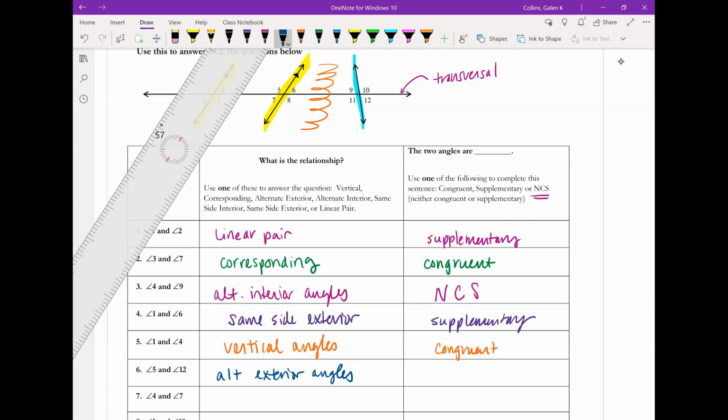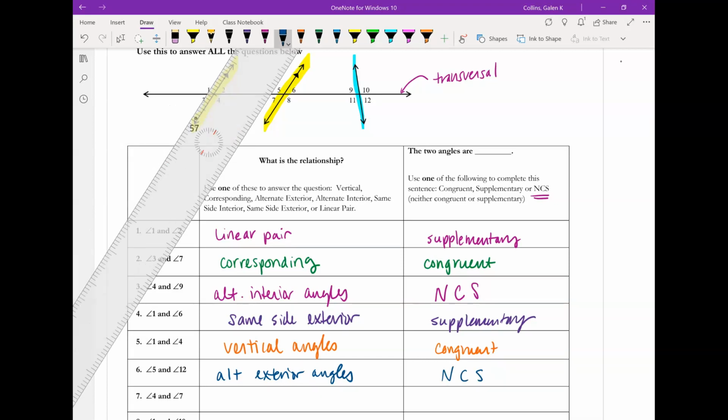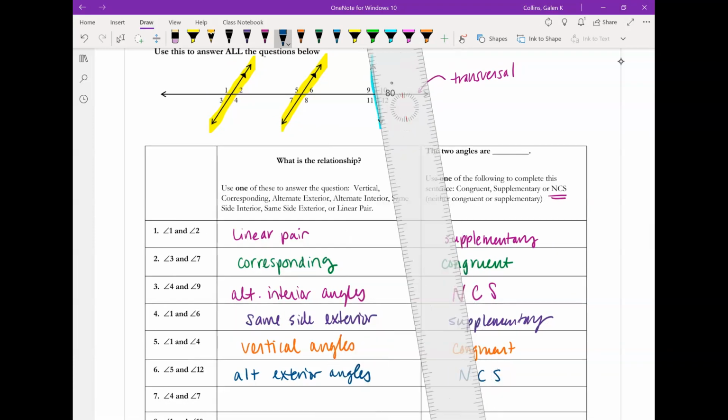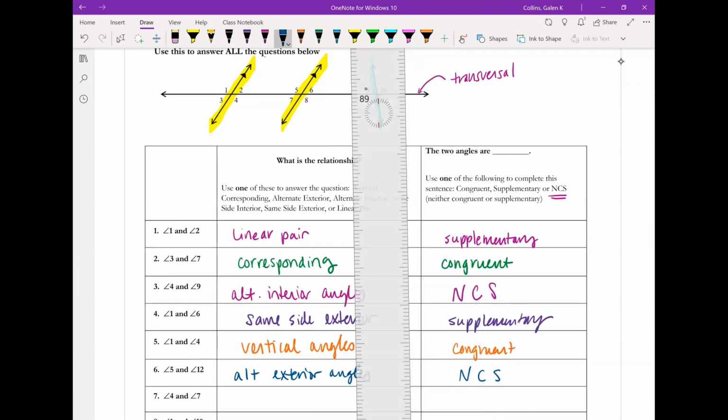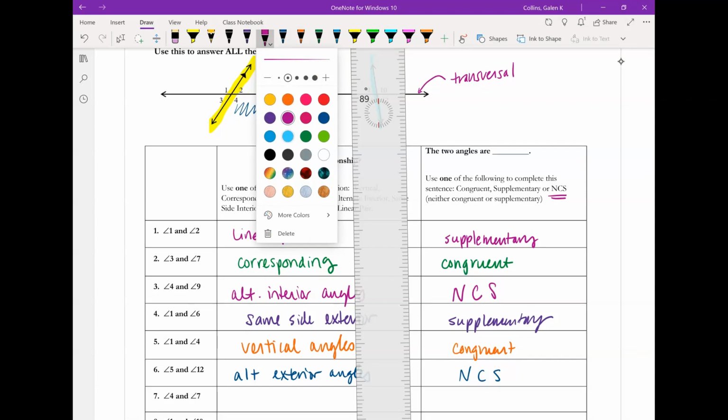Now, normally, if those lines were parallel, alternate exterior angles would be congruent. But since the blue line is not parallel with the yellow line, so the blue line doesn't have the same arrow that the yellow line has, these are neither congruent nor supplementary. All right, angles 4 and 7. Oops, I'm going to move my ruler to cover up that blue line. Angles 4 and 7 are both on the interior of these two lines, and they're on the same side of the transversal. So that's going to make them same side interior angles.